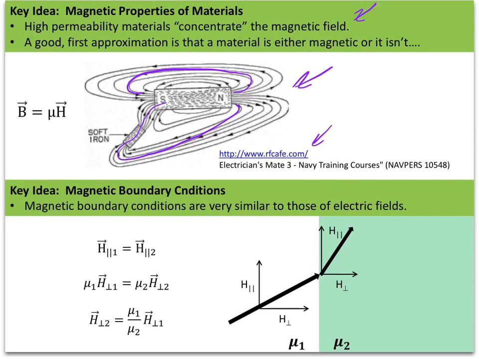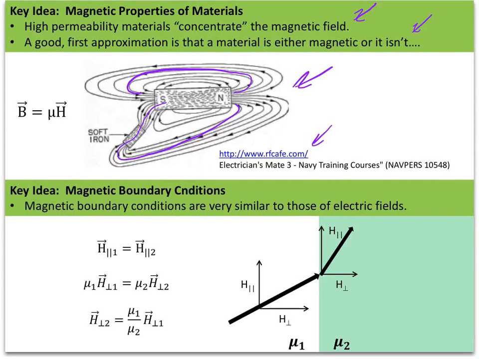It turns out that a very good first approximation is that materials are magnetic or they're not magnetic. They either have very high permeabilities on the order of hundreds or thousands or even hundreds of thousands, or they have a permeability very close to the permeability of free space. Materials like iron and steel and certain alloys and nickel have high permeabilities. Things like aluminum, copper, air, water have permeabilities so close to that of free space it doesn't really matter for most situations.